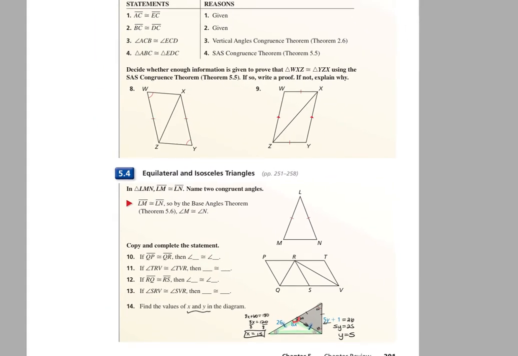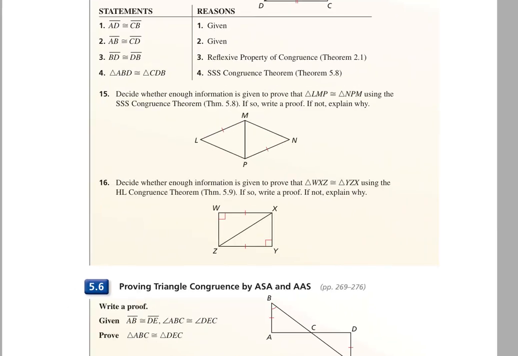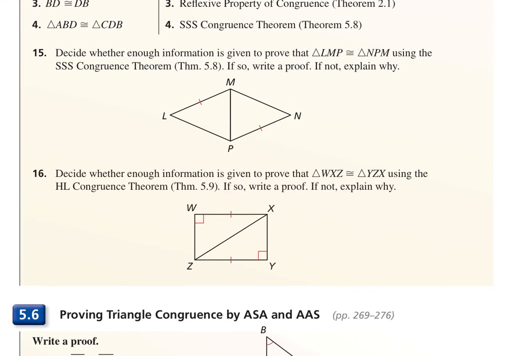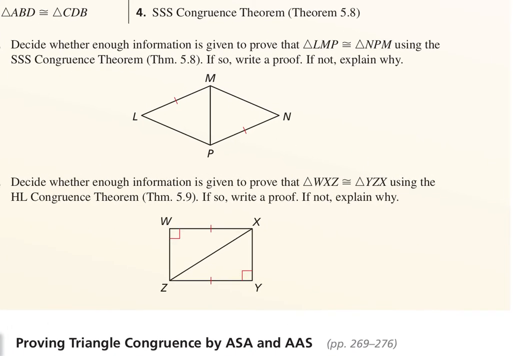All right, 5.5, 5.6. So side, side, side, side, angle, side, and angle, angle, side. Jonathan. Okay, number 15 says to decide whether enough information is given to prove that they're congruent using the side, side, side theorem. If so, write the proof. If not, explain why. So what you have so far is the one pair marked as congruent. And then what do you have that's not already marked? The reflexive side. So I have 2 of the 3 sides, not all 3. And that's why it's not enough.